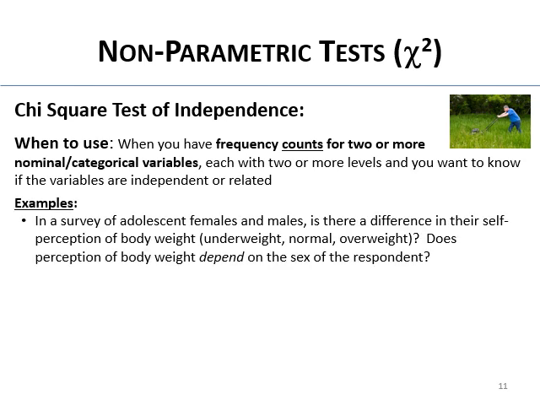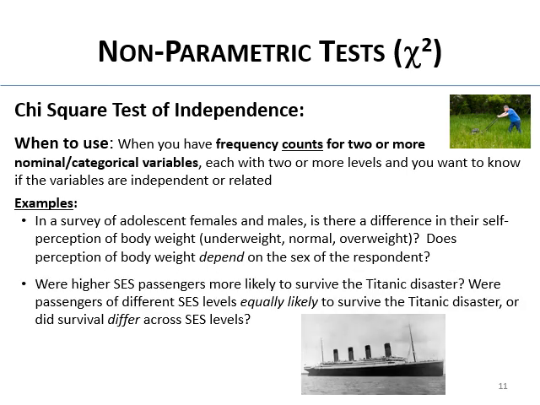In a survey of adolescent females and males, there's a nominal variable, right? Is there a difference in their self-perception of body weight: underweight, normal, or overweight? So that's 3 levels, technically ordinal. Does perception of body weight depend on the sex of the respondent or not? So you'd be looking at the distribution of persons across sex and across body weight. So it's a 2 by 3.